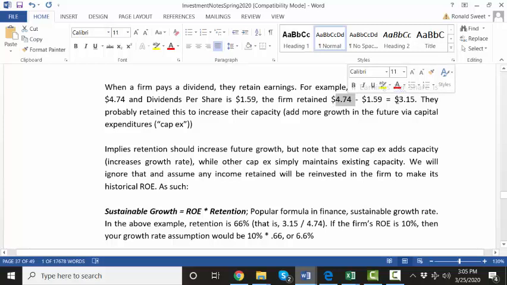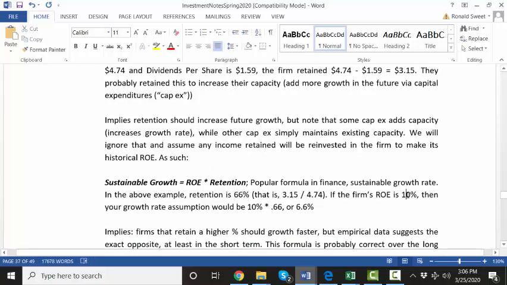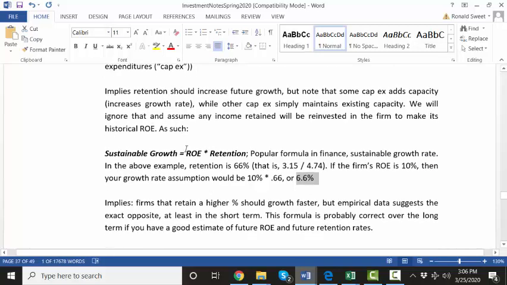I'm sorry, they're retaining $3.15. Sorry, I jumped ahead. So if they make $4.74, they pay out $1.59, then they are retaining $3.15. $3.15 divided by $4.74 is 66%. So if a firm's return on equity is 10% and they retain 66%, then their short-term sustainable growth rate is 6.6%.